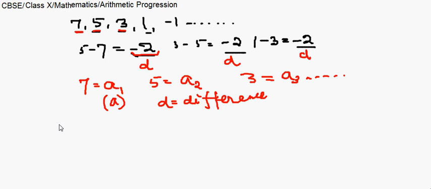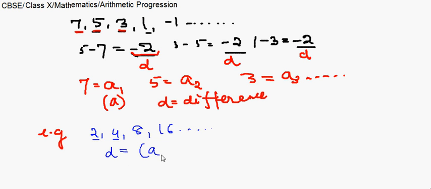Let us take up an example to see if a series is in AP. The first and foremost thing you need to see is whether the series or sequence of numbers given is in AP or not. For that we take up an example. Suppose a series of 2, 4, 8, 16. The first term is 2 and the second term is 4. Let us first find D. D is calculated as A2 minus A1, so it is 4 minus 2, that is 2.